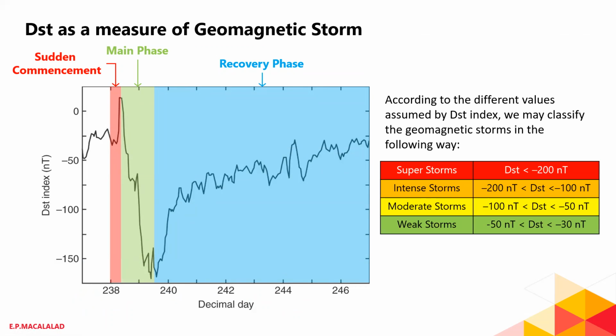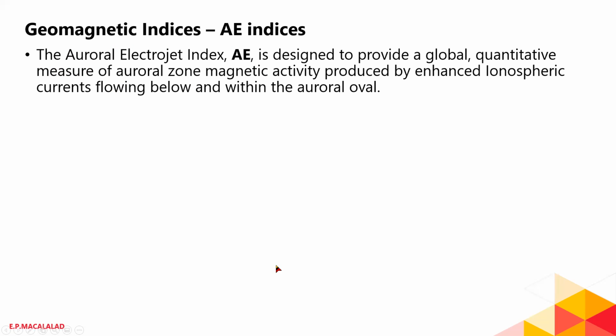Okay, so another way to indicate geomagnetic activity through geomagnetic indices is called the AE index. The AE index, also known as the aurora electrojet, is designed to provide a global quantitative measure of the aurora magnetic activity, which is produced by enhanced ionospheric currents flowing below and within the aurora oval. So the point is that the AE index is used to look at the aurora zone magnetic activity.